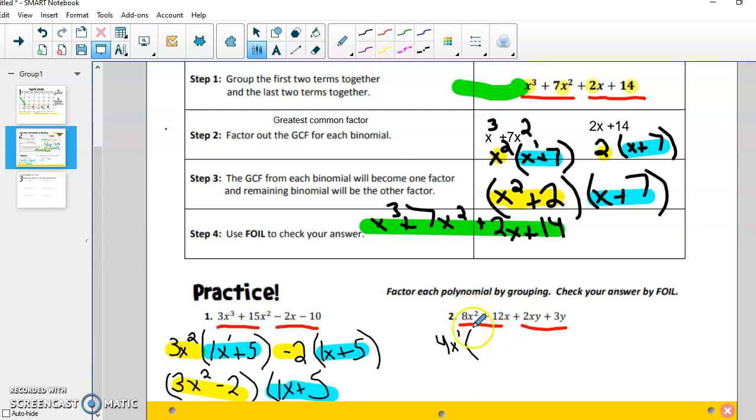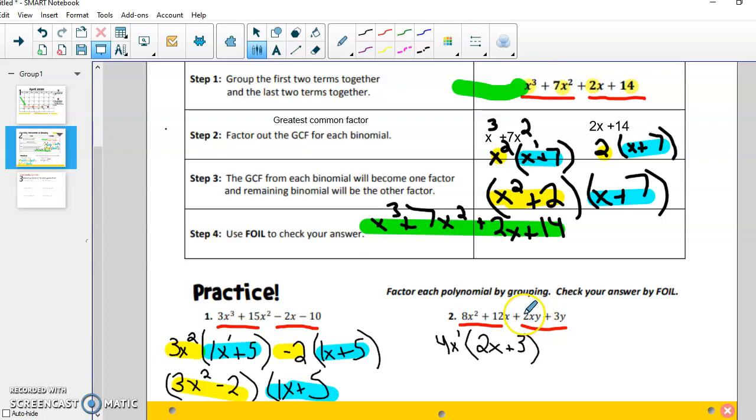Now, when I remove that, I divide each of my two terms by that greatest common factor. 8 divided by 4 gives me 2. X squared divided by x is going to leave me with an x. 12 divided by 4 is going to leave me with 3. And I know my x's are going to cancel.